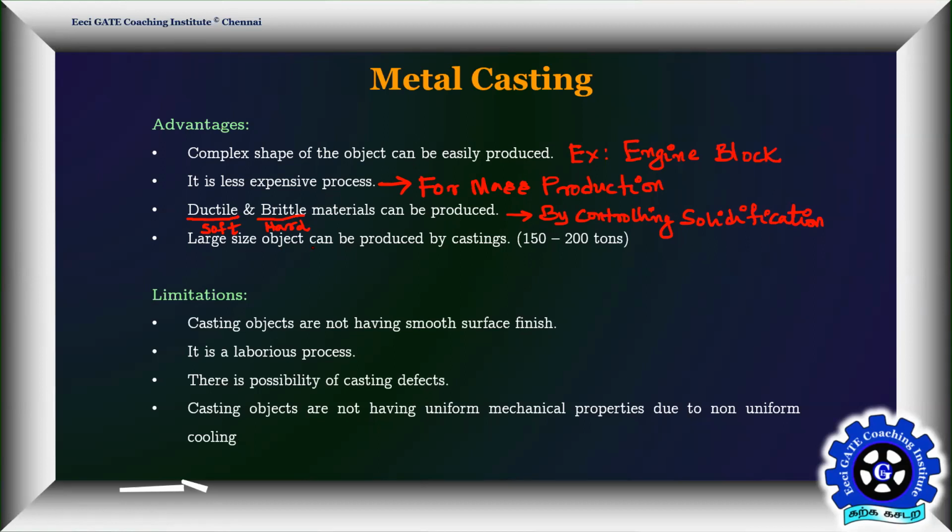Next, large size objects can be produced by casting. Large size means a huge tonnage. When I worked in my previous company for 2 years, I saw even 400 to 500 tons of product being manufactured by metal casting. The object itself weighs 450 tons. It's very heavy. They use very big cranes to lift it. They use huge electrical ramming sections there.